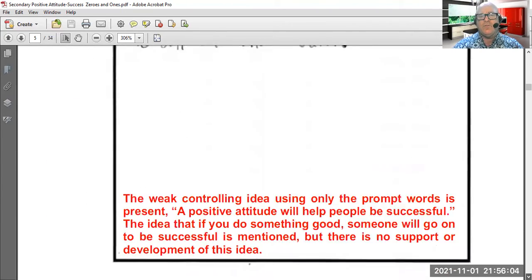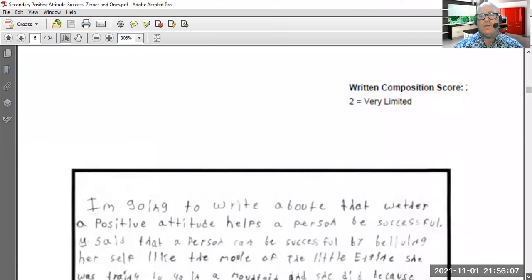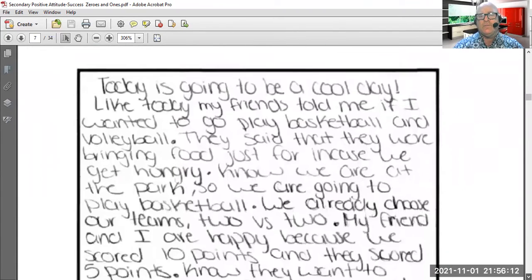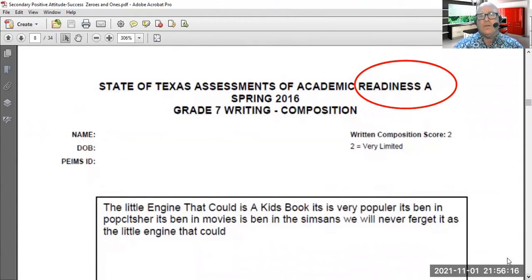2, very limited. That means 2 different people gave it a 1. Okay. This is a readiness.